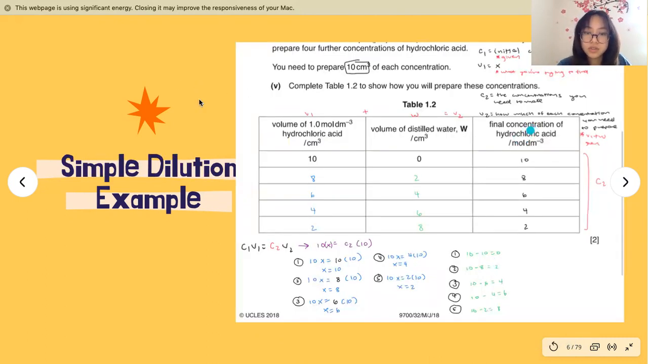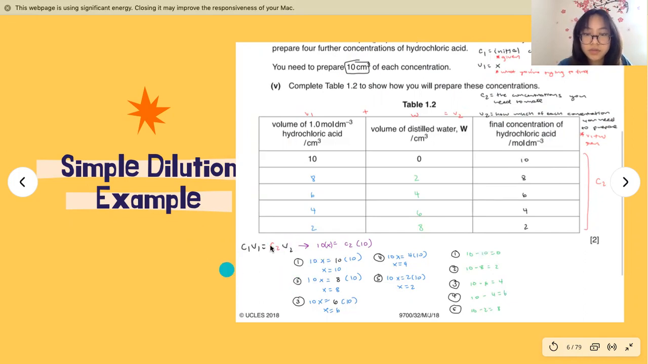This is a simple dilution. So to do this, you have to use the C1V1 = C2V2. So the C1 is the initial concentration, and that's always going to be given. The V1 is what you're basically trying to find. The C2 are the concentrations that you need to make, and then the V2 is how much of that concentration you need to prepare, and that's also always going to be given. In this case, it is 10 centimeters cubed. So on here is a C2.